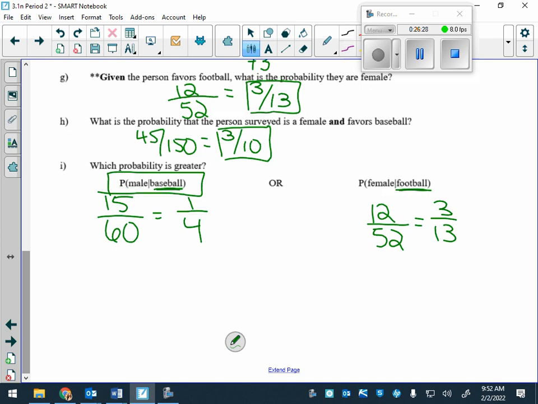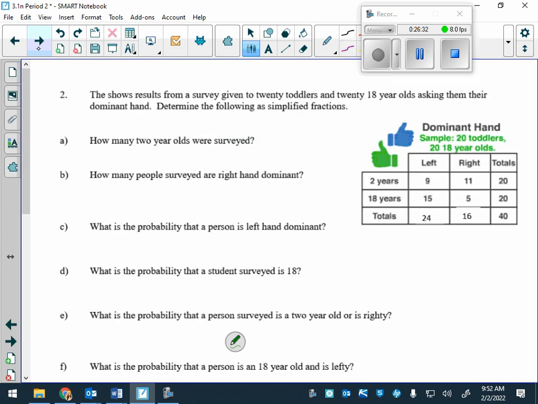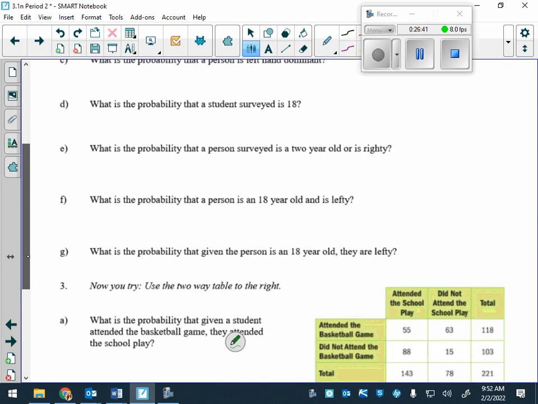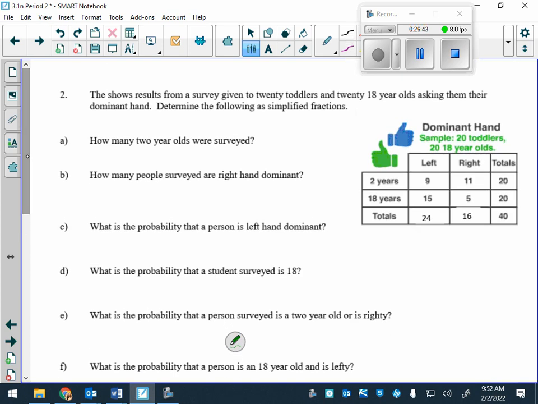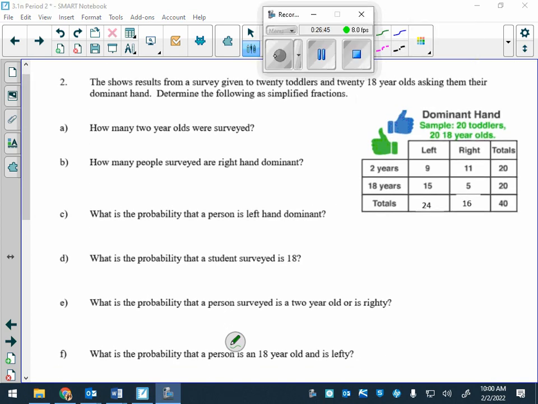Great. So you guys are going to try the next one. You're going to try the next one in terms of dominant hand. You're going to try all of number 2. Go ahead. So as we go through this, just go ahead and correct your answers.